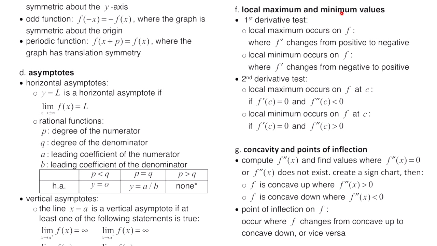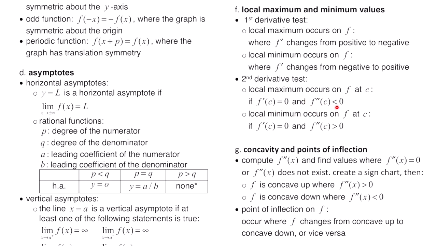For local max and min values, we have our first derivative test and the second derivative test. For the first derivative test, your local max occurs for f where f prime changes from positive to negative. For a local minimum on f, that would be where f prime changes from negative to positive. For the second derivative test, we take the first derivative, set it equal to 0, and solve, and once we find those values, we plug them into the second derivative.